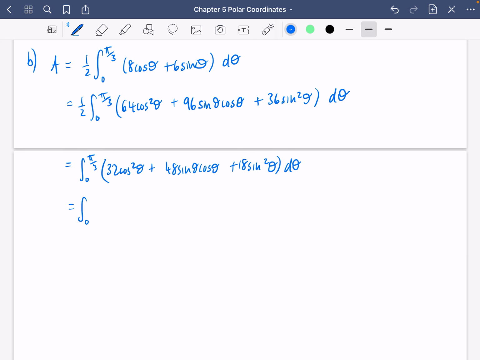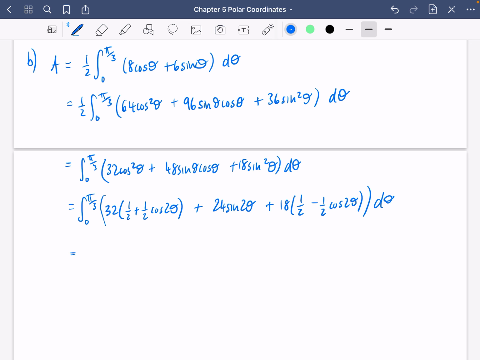So I'm going to use all of my rearranged double angle formulae. So it's going to be 32 times (a half plus a half cos 2 theta). This is going to be 24 sine 2 theta, using the double angle formula for sine 2 theta. And this is going to be 18 multiplied by (a half minus a half cos 2 theta). Brackets around the whole thing, d theta. So between 0 and pi over 3, we're going to have, let's start off with brackets, 16 plus 16 cos 2 theta plus 24 sine 2 theta plus 9 minus 9 cos 2 theta, d theta. Just a lot of simplifying going on here.